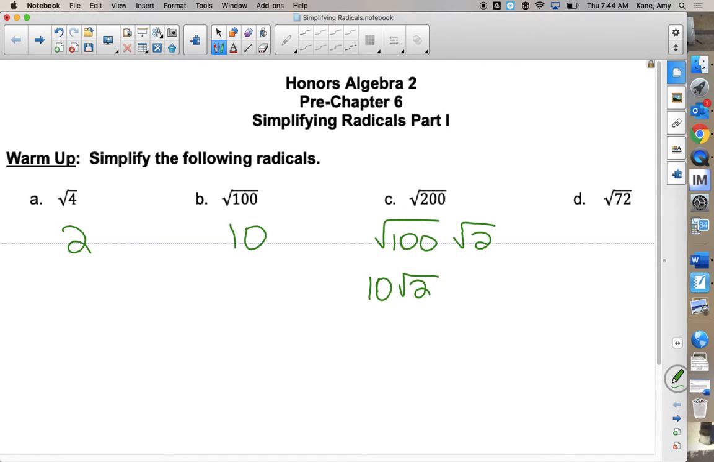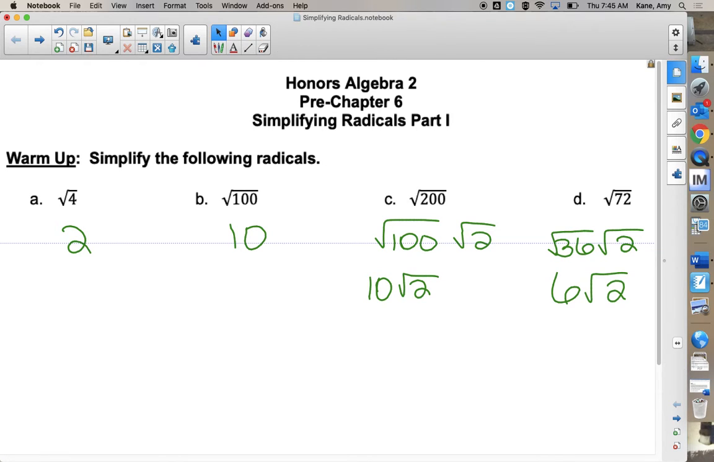Jack, how about the square root of 72? What goes into 72? 6 square root of 2. Yeah, so we would have 36 and 2. You want the biggest perfect square. Yes, 9 goes into 72, but 9 isn't the biggest. So it's kind of like the GCF, greatest common factor. We want to pick the biggest perfect square. So 36 is the biggest number, that's a perfect square that goes into 72. And that's 6 square roots of 2.